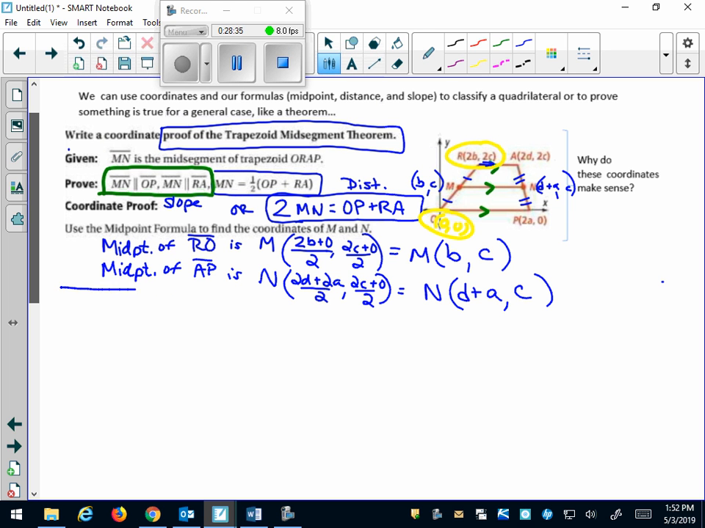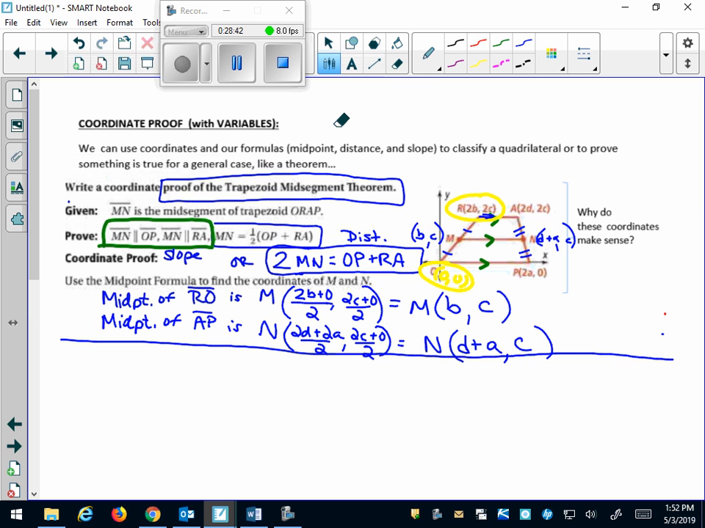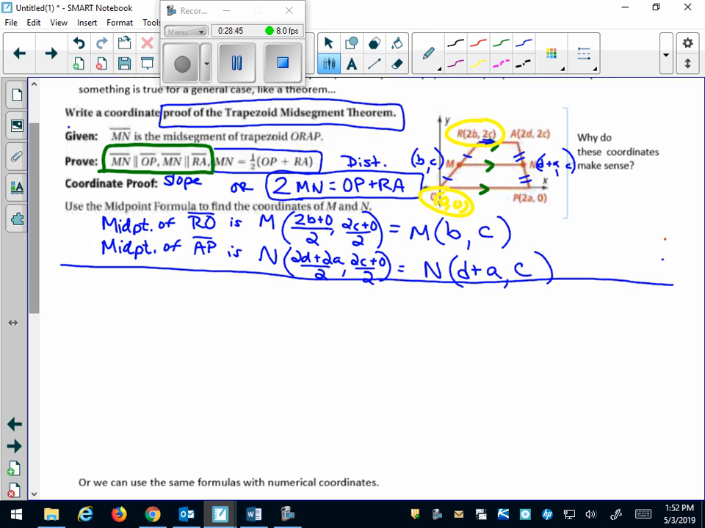All right, I'm going to draw a little line here because now we're going into what we're proving. Switch colors. First thing they want us to prove is that MN is parallel to OP, and MN, this mid-segment, is parallel to RA. Again, what formula are we going to use to show things are parallel? Slope. So let's find the slope of MN.